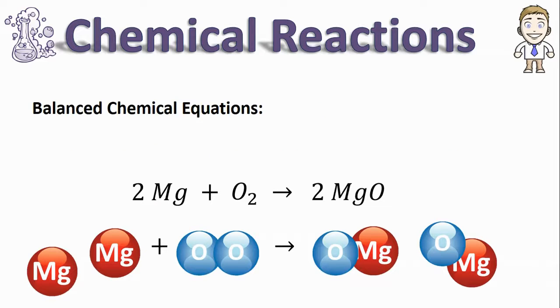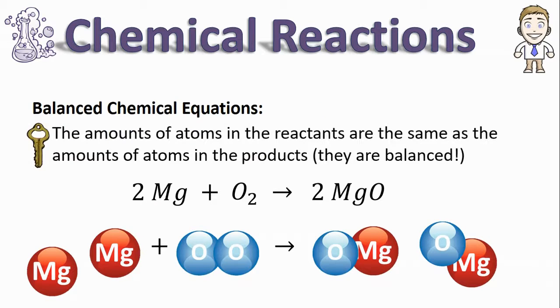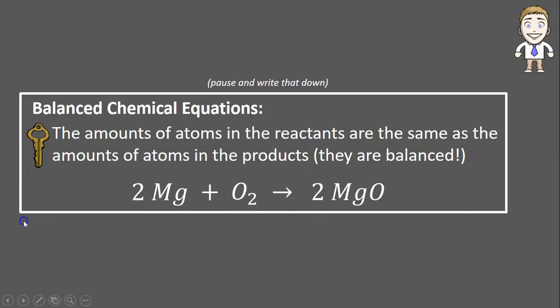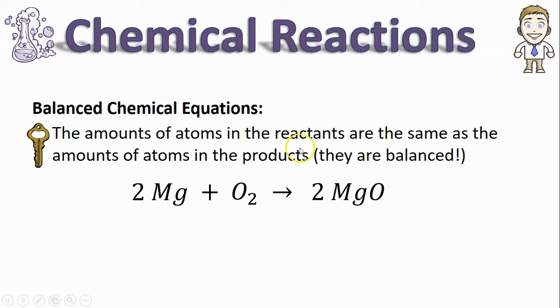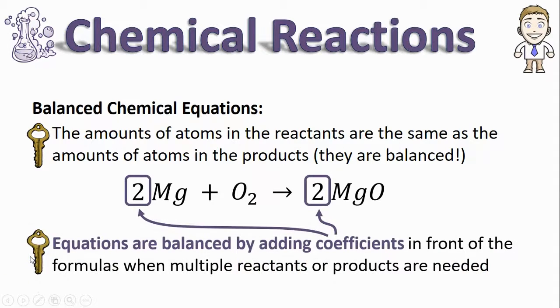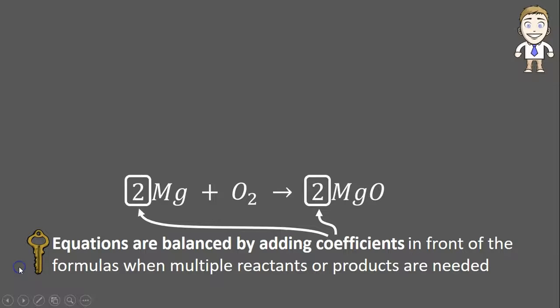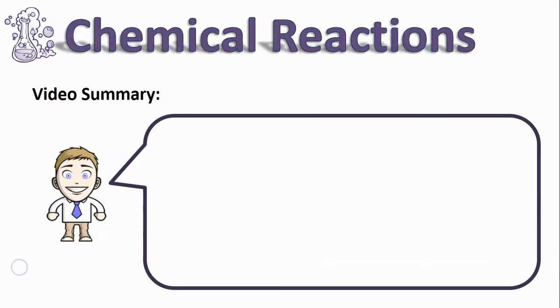Finally, we see our first balanced chemical equation where the amounts of atoms in the reactants are the same as the amounts of atoms in the products. There's 2 magnesiums on both sides and 2 oxygens on both sides. So when you're writing balanced chemical equations, this is your goal. You want to balance it by adding these numbers in front of the formulas called coefficients. Those coefficients are added in front when multiple reactants or multiple products are needed to give us the same amount of atoms on each side.